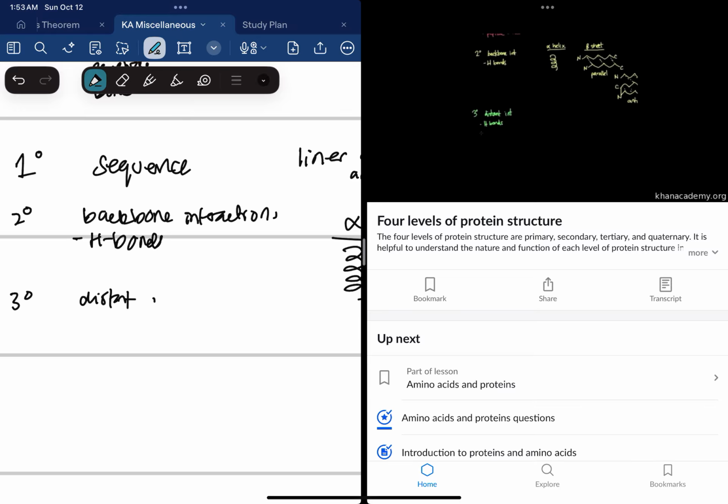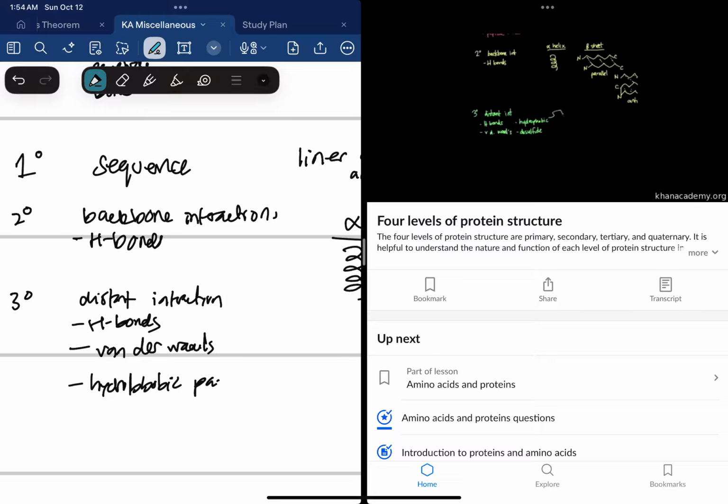But you also have some other interactions that come into play, such as van der Waals interactions. You also have hydrophobic packing, and also disulfide bridge formation.